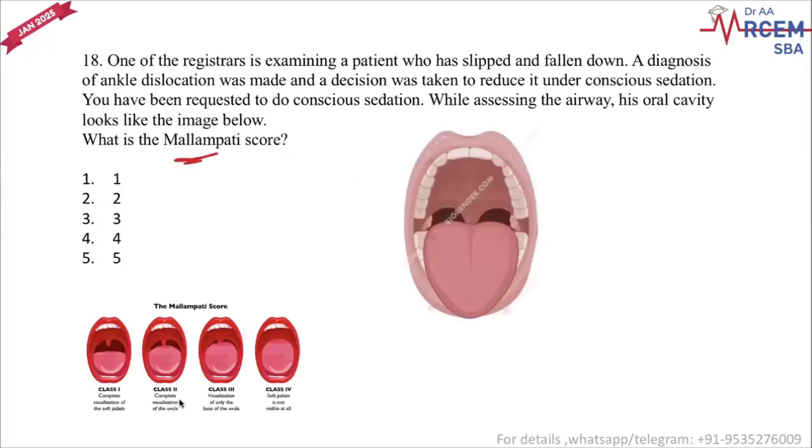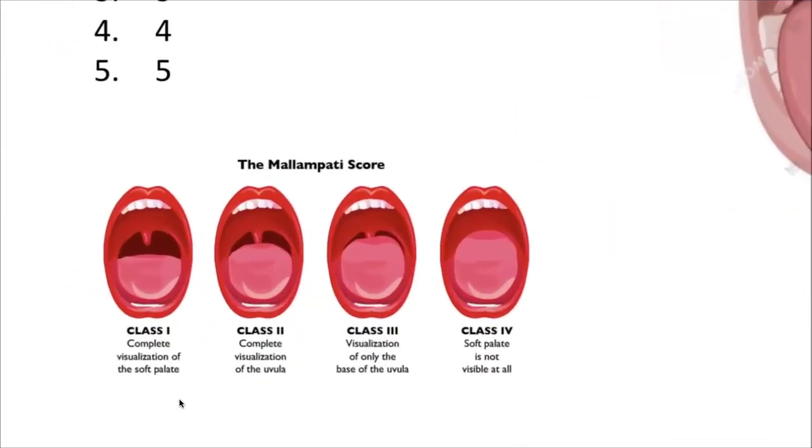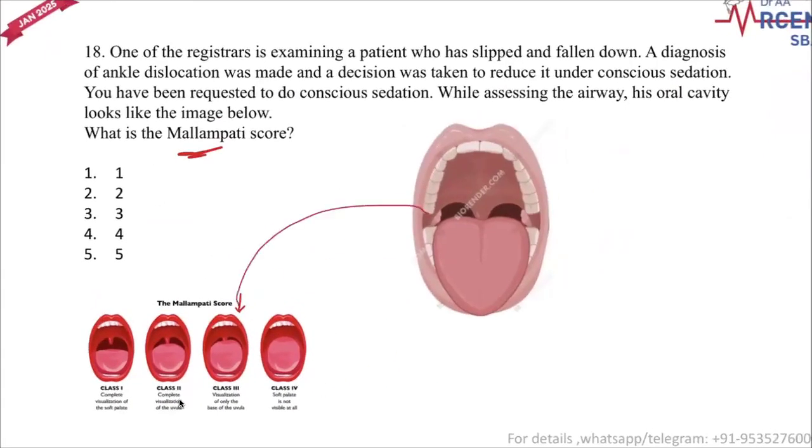They're asking what is the Mallampati score here? What is the Mallampati score? You can only see the base here. If you see out of this picture, it correlates well with this one, the third one. So this is Mallampati 3, class 3. There is nothing known as class 5.